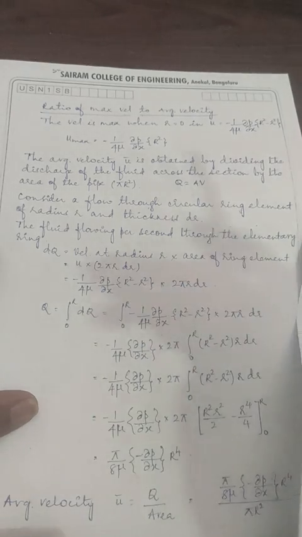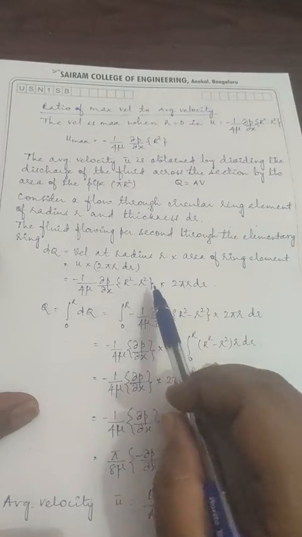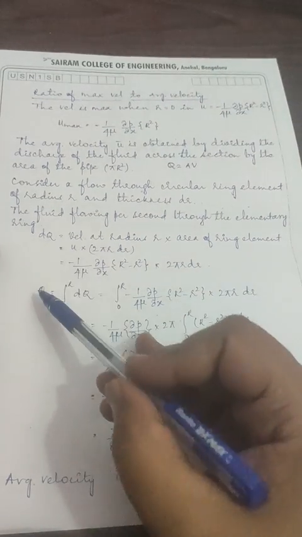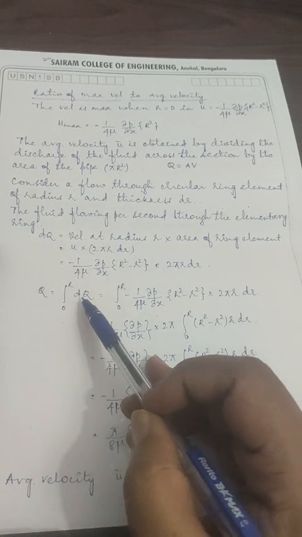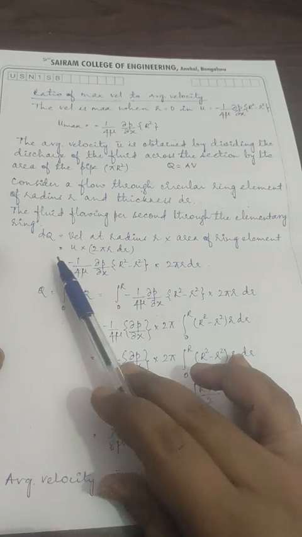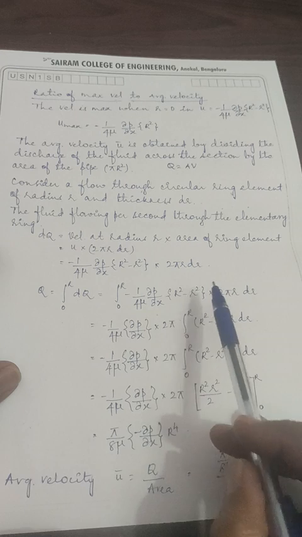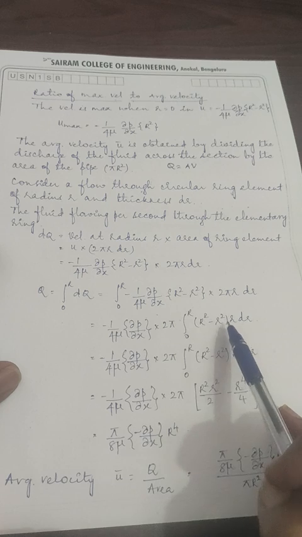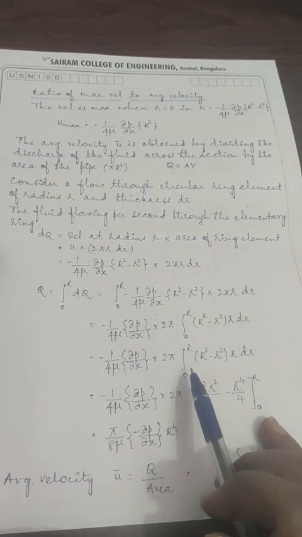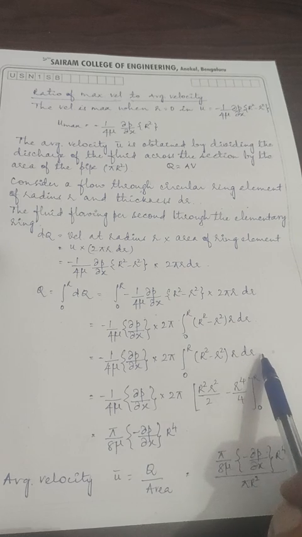Now u we write as minus 1 by 4 mu into del P by del X into capital R square minus small r square, into the area of the ring element, that is 2 pi r dr. The total discharge in the entire pipe is the integration of dq, with integration limits 0 to capital R. Now the integration of the dq equation is written here. In that expression, capital R and small r are kept inside the integration and the other terms are taken outside the integration. So now the integration from limit 0 to capital R of R square minus small r square into r dr.